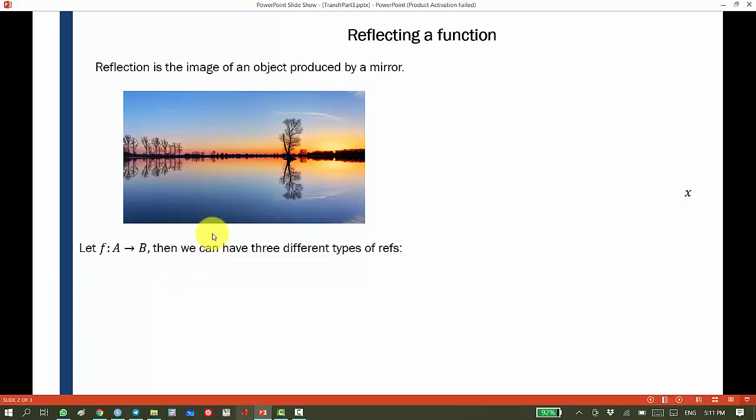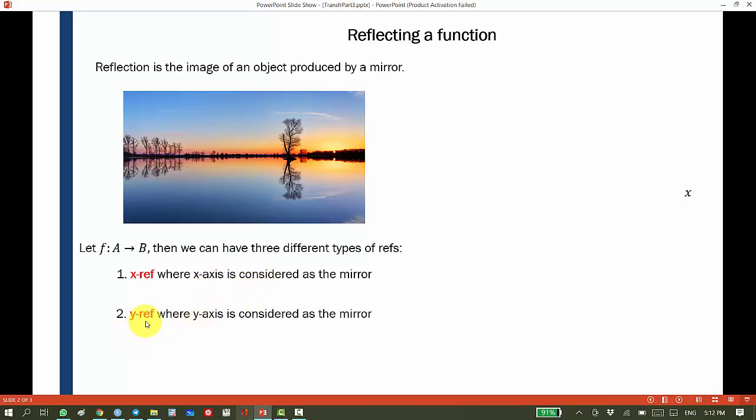For checking the reflections of functions, consider the function f, which is defined from a to b. Then there are three different ways that we can reflect this function. Reflection with the x-axis, which is called Xref, where the x-axis plays the role of the mirror; Yref, where the y-axis is playing the role of the mirror; and Oref, where the origin is considered as the mirror.